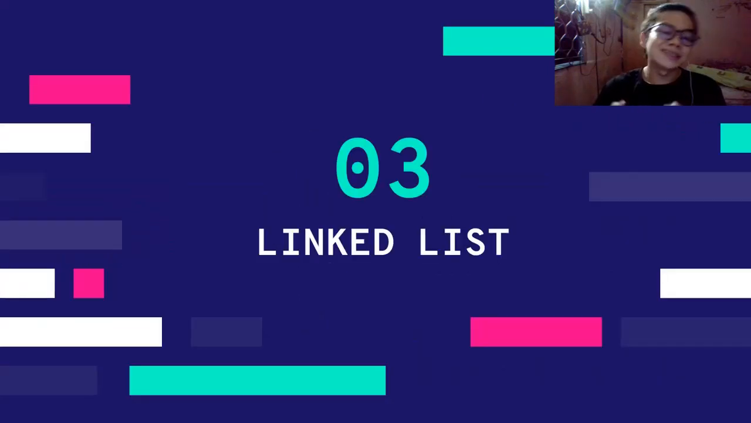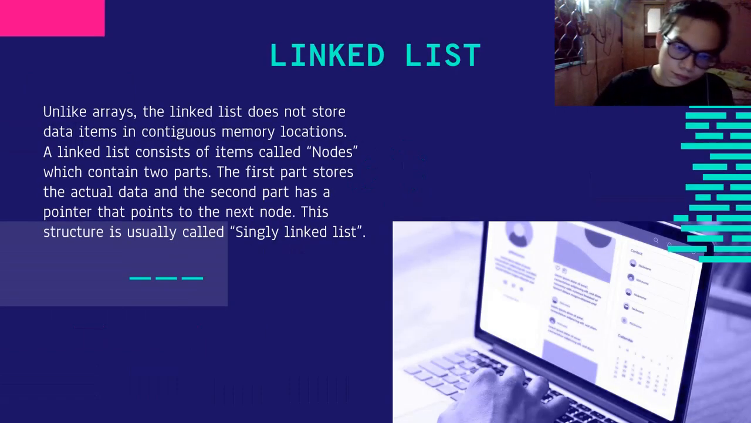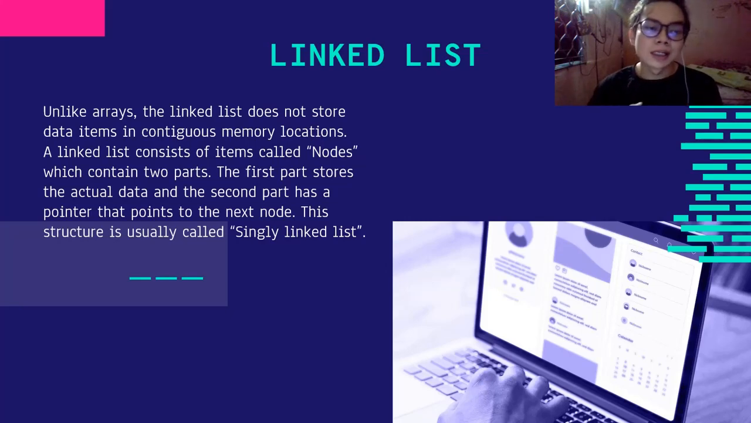And the next one is linked list. Unlike arrays, a linked list doesn't store data items in contiguous memory locations. A linked list consists of items called nodes, which contain two parts. The first part stores the actual data, and the second part has a pointer that points to the next node. This structure is usually called a singly linked list.